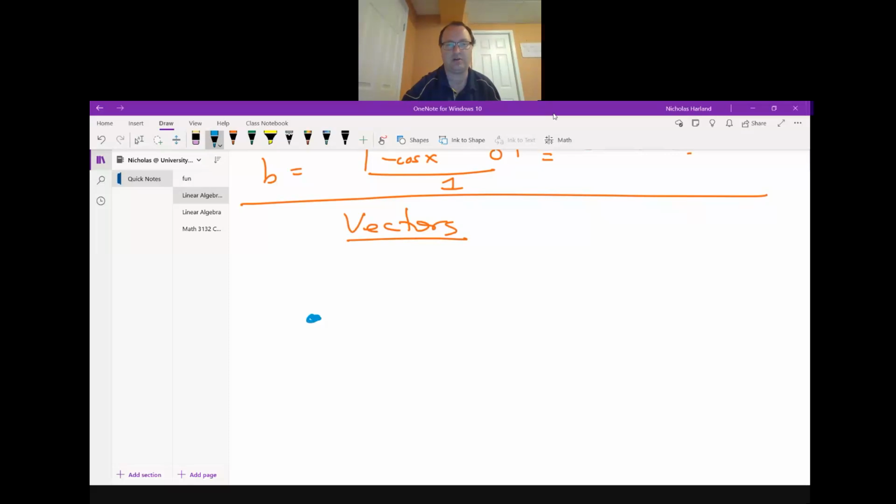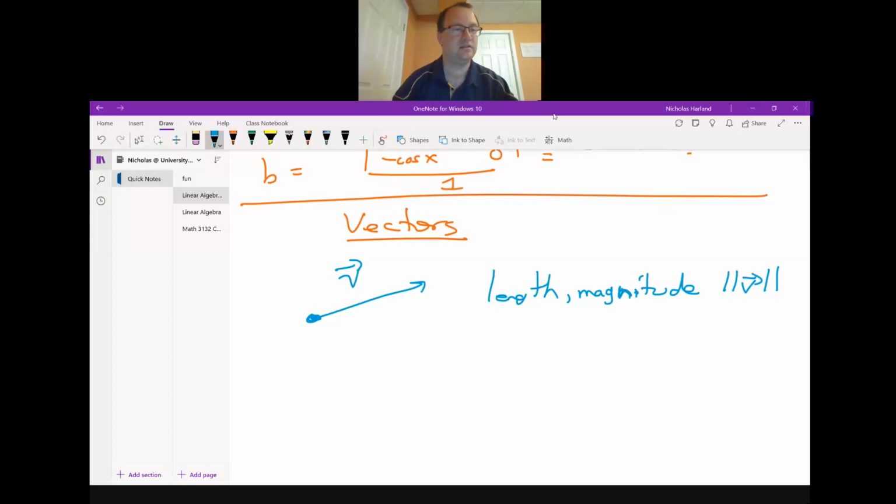Whenever we're talking about a vector, usually it looks something like this. There's two main things that we have about that vector. We have its length. We call it the vector v. We have its length, sometimes referred to as its magnitude. Often we can write that as the length of the vector.